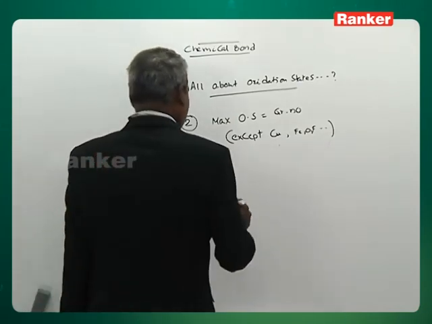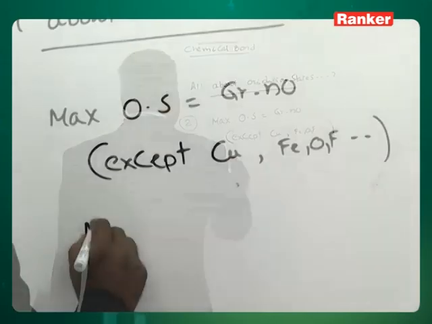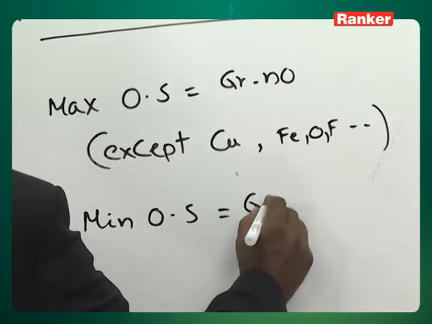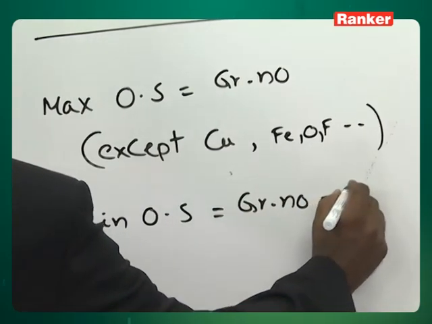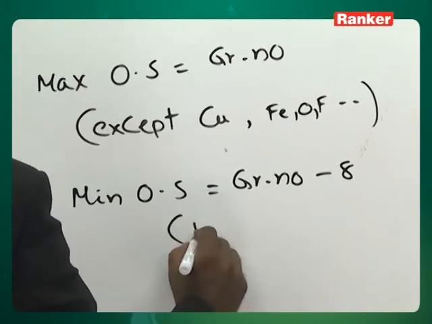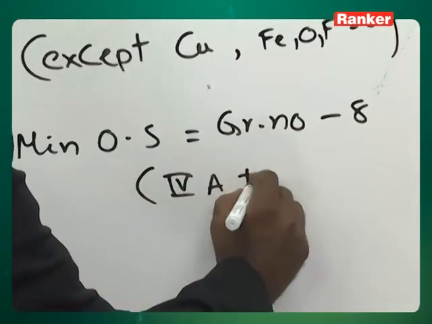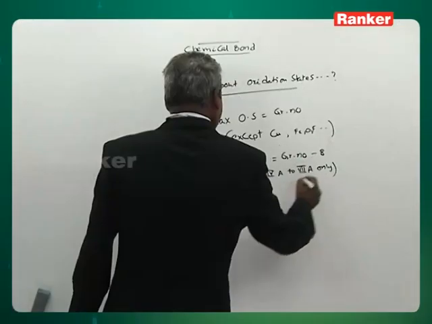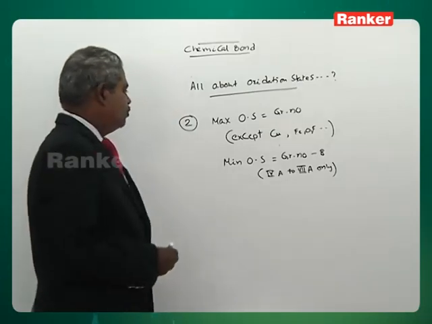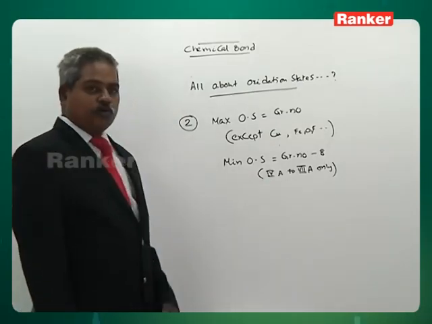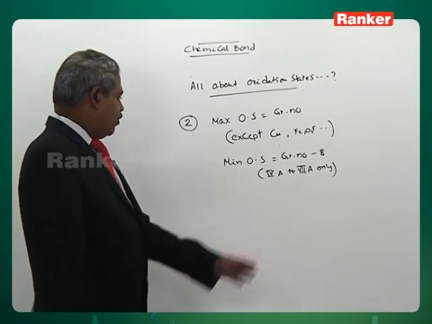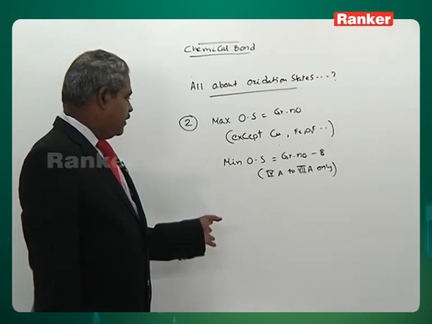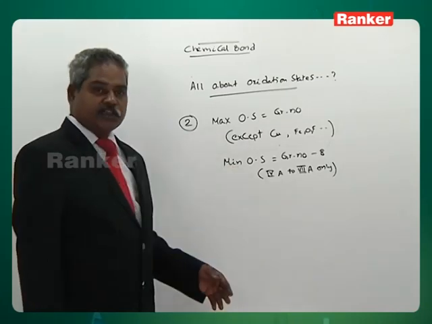Now, maximum oxidation state. Minimum oxidation state is equal to group number minus 8. This is for 4A to 7A groups only. That is from carbon to fluorine groups: 4th group, 5th group, 6th group, 7th group. What about all other groups? You have first group, second group, D block, 10 groups in D block. What about their minimum oxidation state?